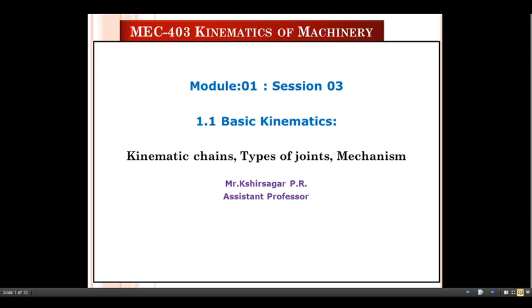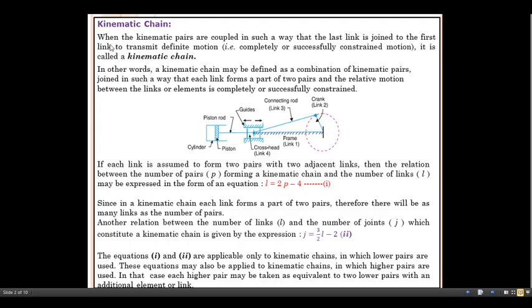Hello friends, welcome to the video lecture on kinematics of machinery. In today's session, we will learn about kinematic chains, types of joints and mechanism. So let us start with the kinematic chain.